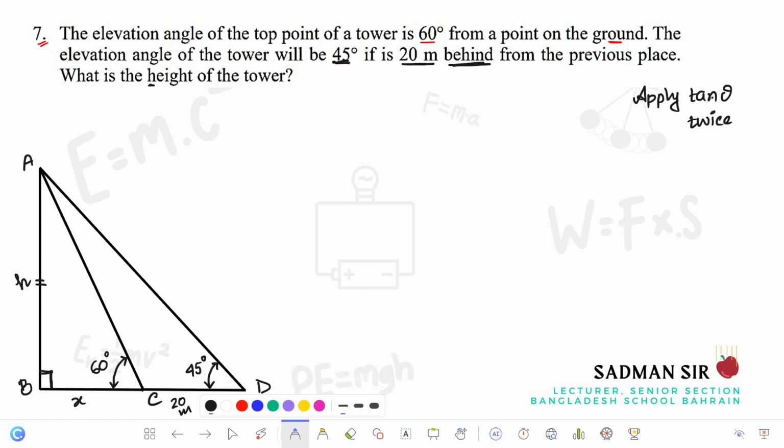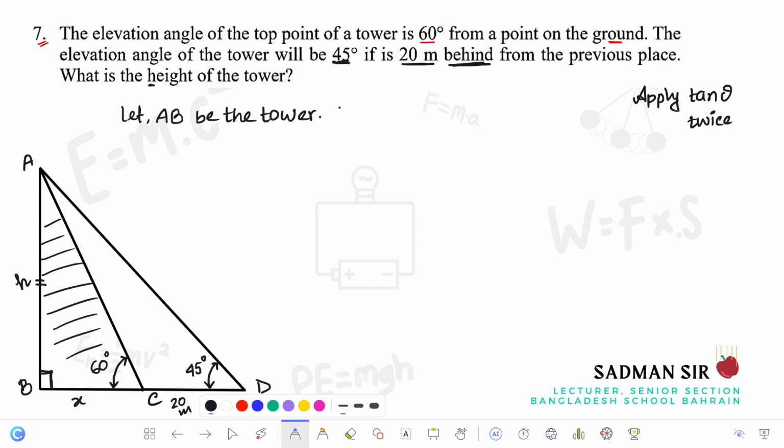If you remember this trick, then you won't have to spend any time thinking about which one to use, sine or cos. No need to spend any time on that, just apply tan theta twice. We will apply tan theta in the smaller right angle triangle first. We need to give a little description at the beginning of the solution. Remember, at the beginning we will say let AB be the tower.